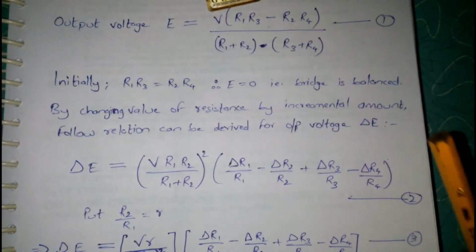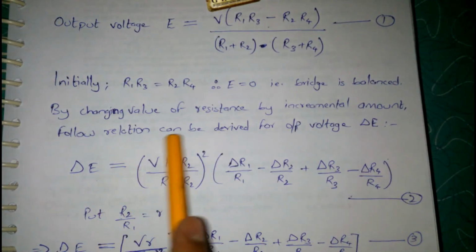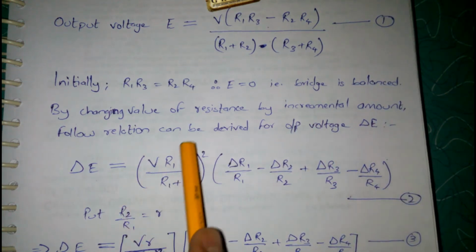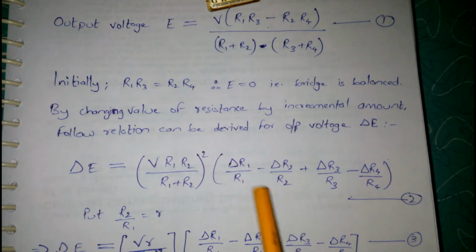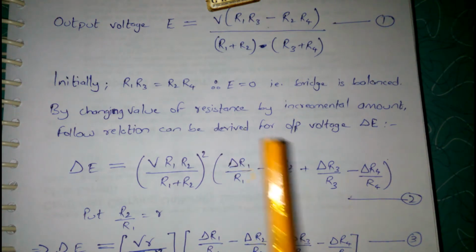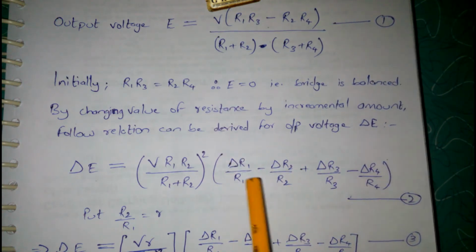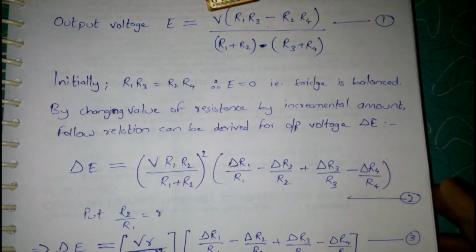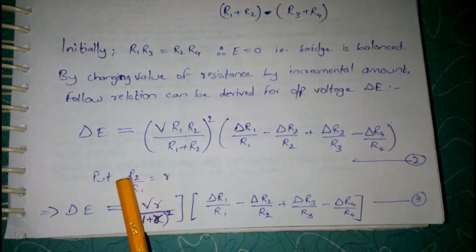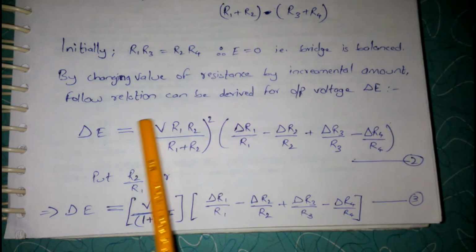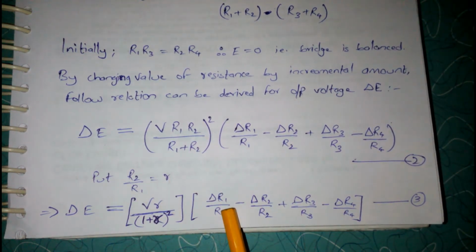So the change in output voltage can be measured by this formula, that is V R1 R2 upon (R1 plus R2) square multiplied by delta R1 upon R1, that is the change in individual resistance divided by the original value of resistance. Now we take the ratio of resistances R2 by R1 equal to R, and this equation can be rewritten in this form.